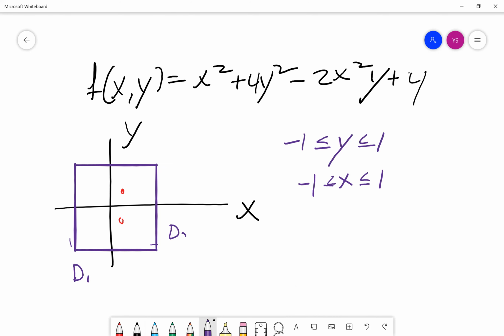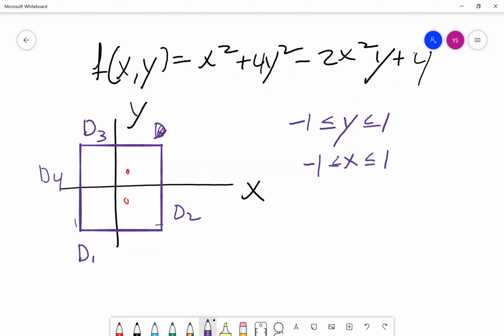So if this is D1, D2, and so on, let's say D3 and D4, we need to find the critical points on each line, which is done by figuring out what the single valued function for f is there. Now, for example, we found on D1 the points negative square root of 2, comma -1, and the square root of 2, comma -1.